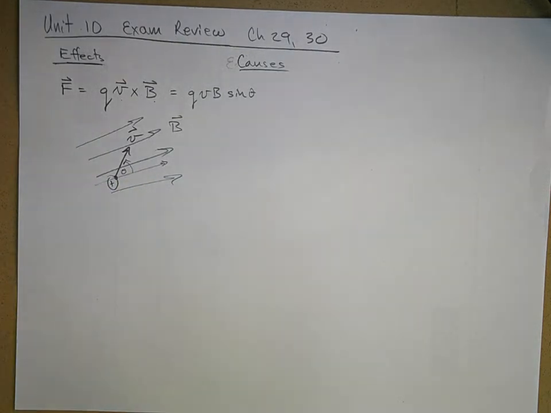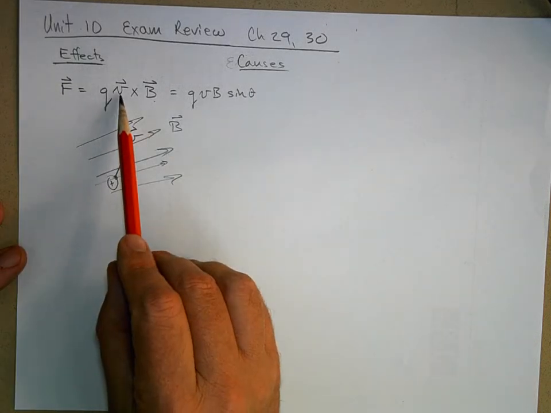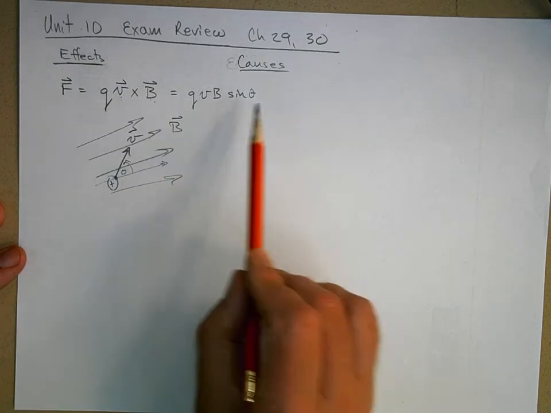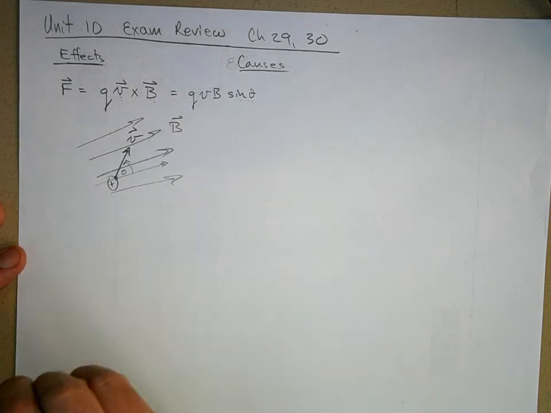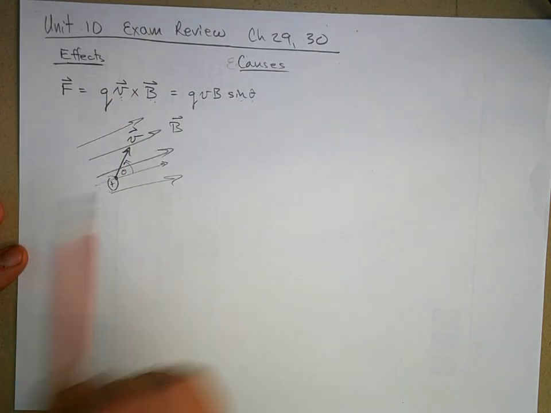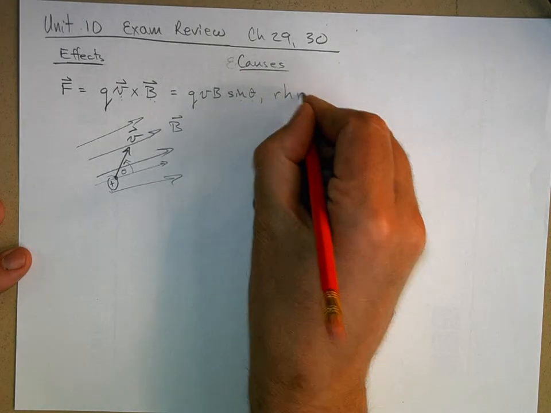I mean, that's what you do when you figure out cross products. The magnitude of the cross product is the magnitude of this vector times the magnitude of this vector times the sine of the angle between those two vectors. And then, of course, we have the scalar, which is just the charge on the object here. And then you use the right-hand rule to figure out the direction.